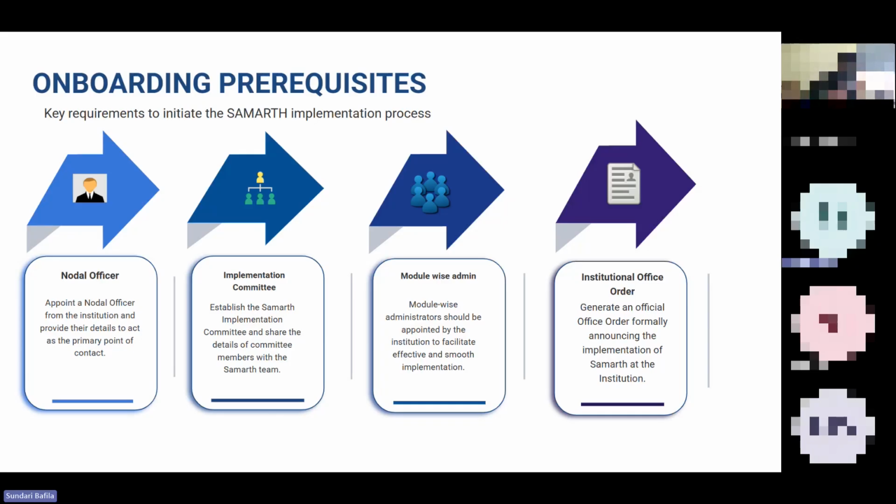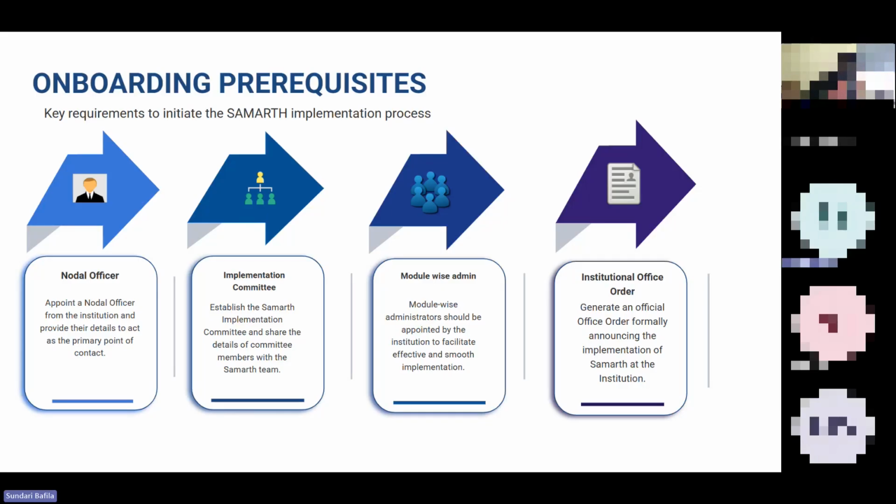All these details, nodal officer, committee members, and module admins, need to be shared with the Samarth team through an official office order. I will share the template with you all. Also, I will show the template of the office order after this presentation. While appointing the nodal officer, it is recommended that the role be assigned to a senior authority, such as the registrar or an equivalent officer. This is important because the nodal officer should have the authority to make decisions and coordinate across departments during the implementation of various modules, and take the important decisions also.